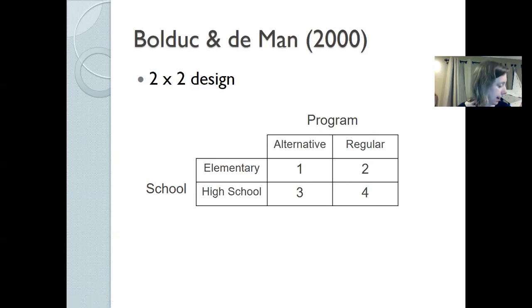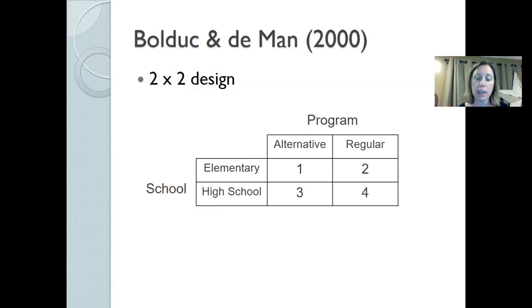And the main dependent variable for this was self-esteem. So they were interested in how program and school independently and in combination affected self-esteem. So there's really 3 answers or 3 questions that we can answer from a complex design like this. So we can ask, do elementary school kids have different self-esteem than high school kids? So that is looking at the main effect of school, and all we care about is elementary and high school. We're just wanting to compare those two levels of that variable.